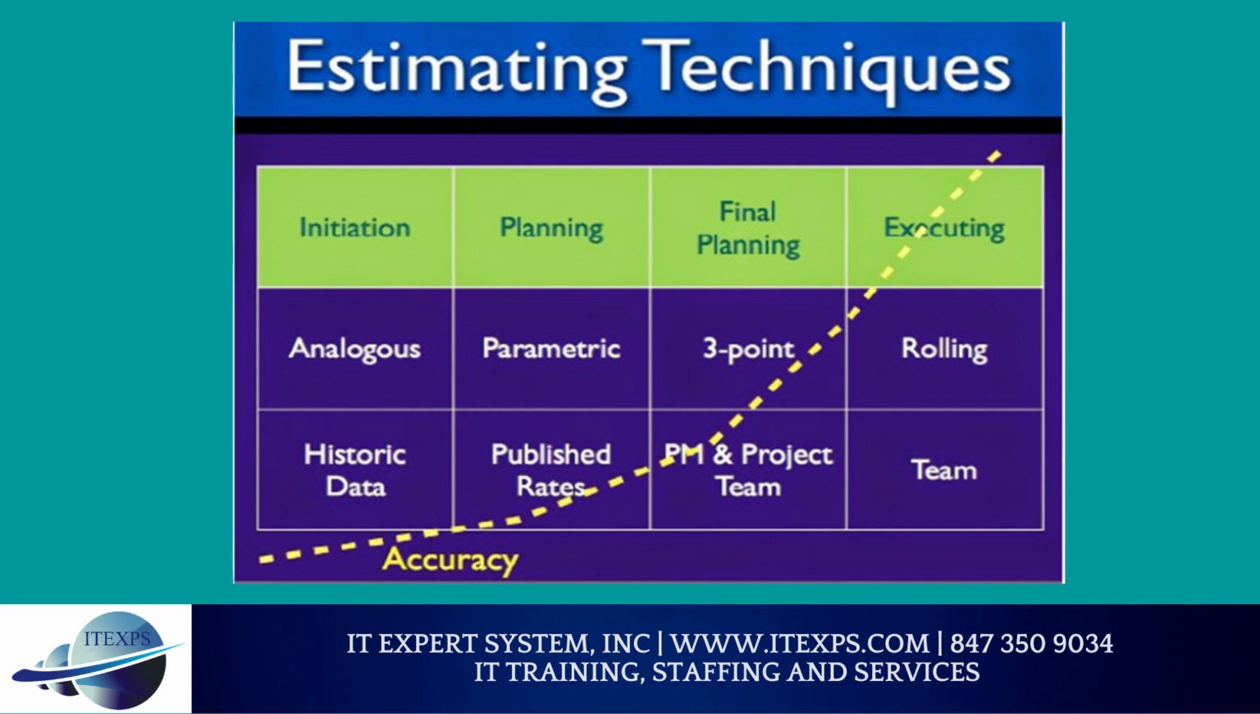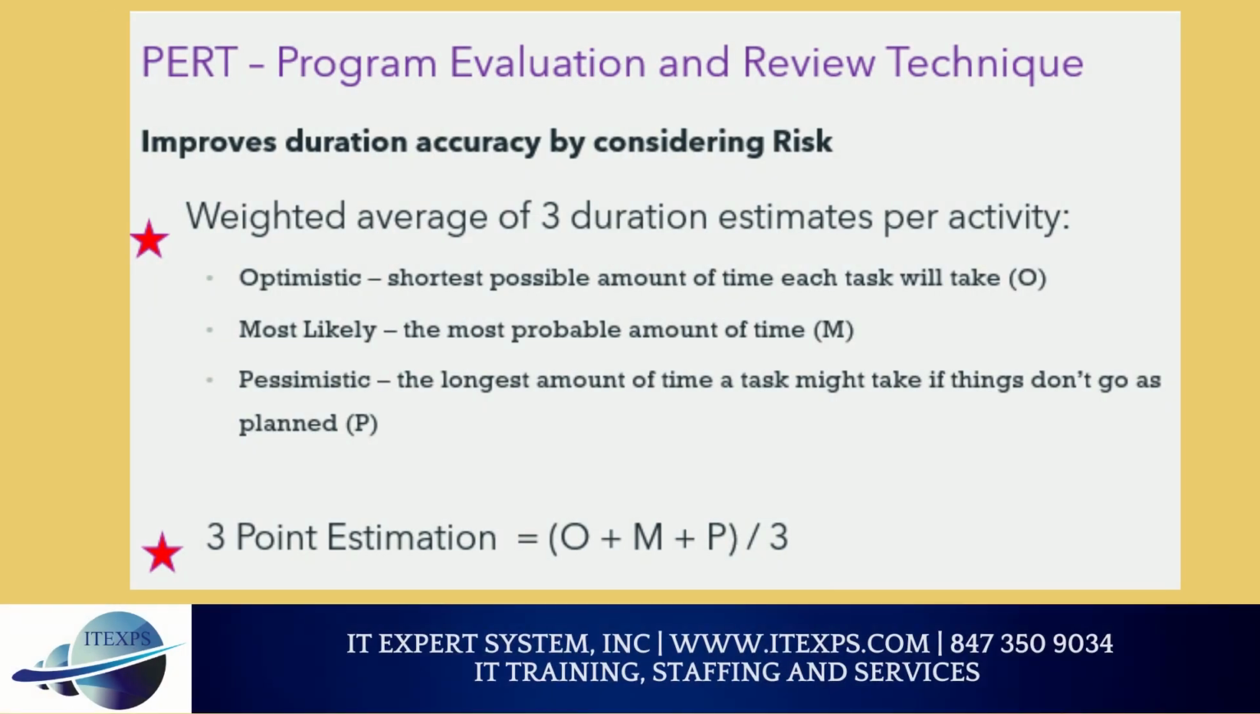3, three-point estimation. PERT, Program Evaluation and Review Technique, also known as three-point estimation. Improves duration accuracy by considering risk. Weighted average of 3 duration estimates per activity. O, optimistic, the shortest possible amount of time each task will take. P, pessimistic, the longest amount of time a task might take if things don't go as planned. M, most likely, the most probable amount of time. Three-point estimation equals O plus P plus M divided by 3.